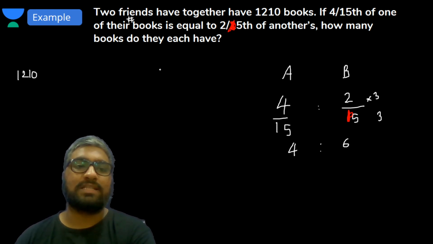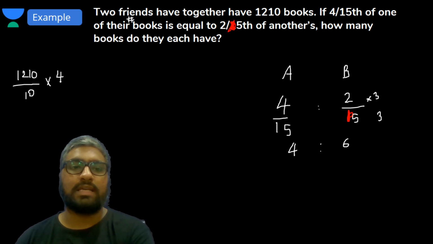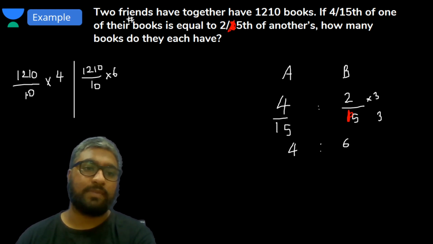Yes. So now 1210 books are to be split in what ratio? 4:6, which means first you divide it in total parts, that is 10 parts, and then calculate how much each would get. So the first guy would get this, the second guy would get the same 10 parts, but then he would get 6 parts of it. Yes, so what would you get?